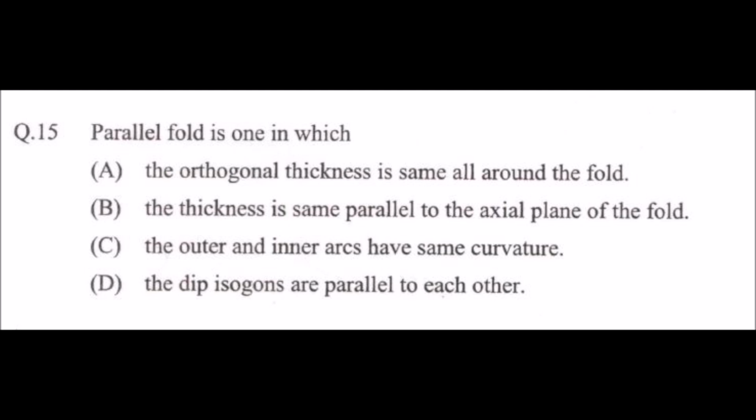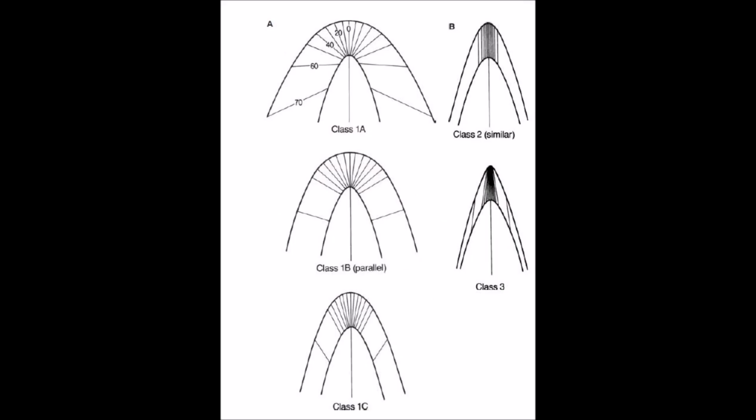Now option B, the thickness is same parallel to the axial plane of the fold. This is again incorrect. Why? The thickness is not same parallel to the axial plane. As you can see here, in case of class 1B, thickness varies parallel to the axial plane.